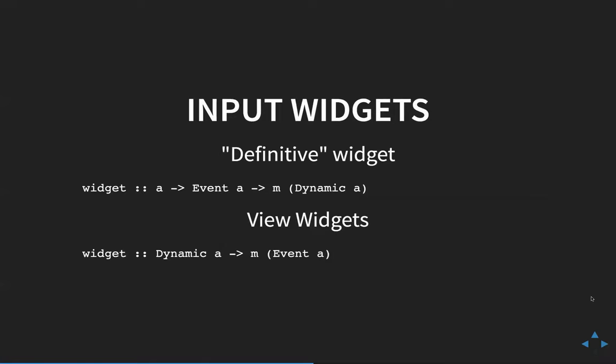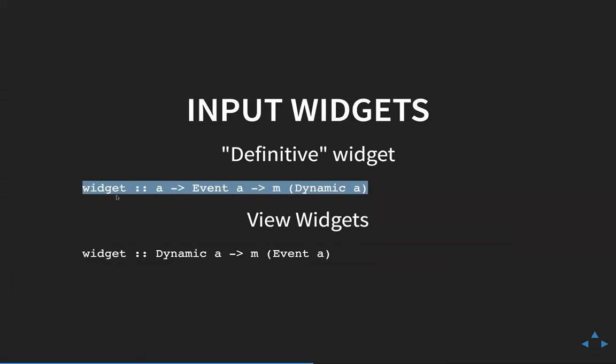Another really common pattern is something that we see when we need to create widgets that get input. The pattern is what I call, and I think some of the other Reflex people, Ryan Trinkle, the author, also call, a definitive widget, or a widget that gives you back a definitive value. Dynamic, in general, you should think of as being the definitive value for this thing. And if you have a dynamic and another dynamic coming from somewhere else and they're both representing the same thing, then you get this dilemma of what's the definitive value of this thing. This is where you can encounter problems when you don't have a straight picture of what's definitive or not.